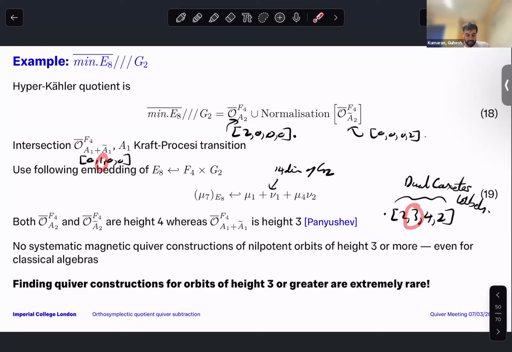Okay. I'm highlighting this here because we don't have systematic constructions for nilpotent orbits of height 3 or more, even for the classical algebras. So there are Higgs branches in some cases, but no magnetic quiver as a Coulomb branch. So finding constructions for these orbits is extremely rare.